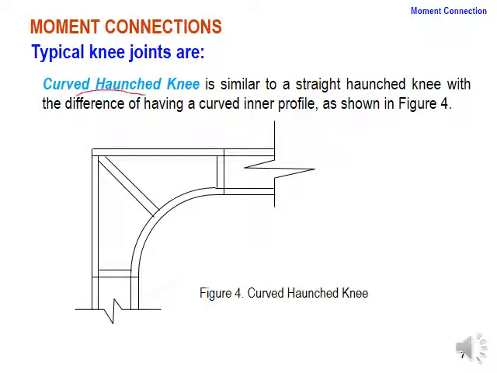Then come curved haunch knees. This is similar to a straight haunch knee, but with the difference of having a curved inner profile as shown in the figure. So you can see this profile is curved over here. Your rest will remain the same. You have discontinued your column over here, you have discontinued your beam over here, and you are providing a diagonal stiffener, and finally you are getting your connection part to be designed.